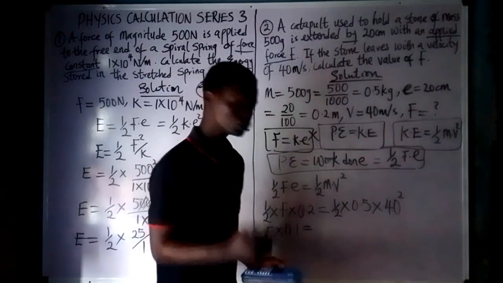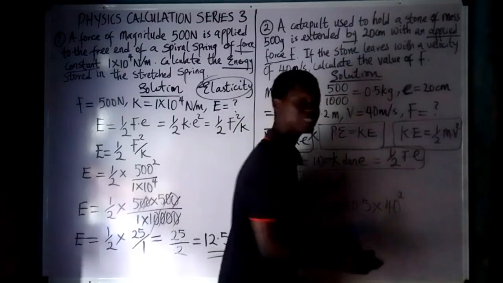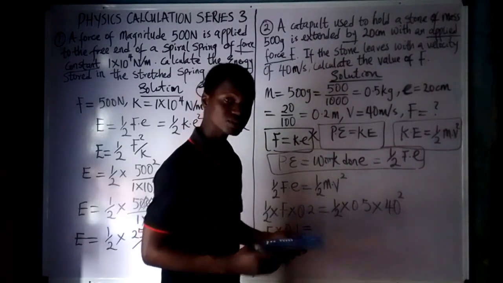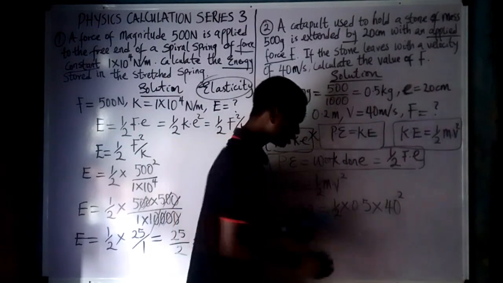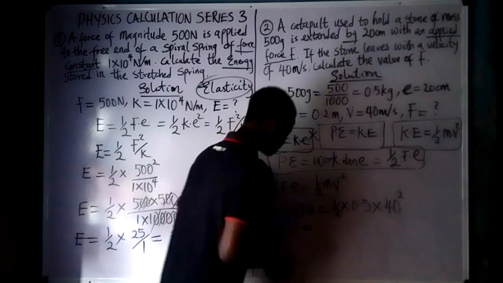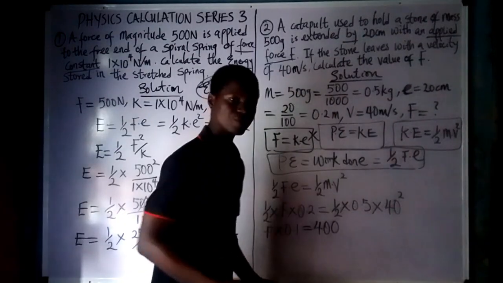Okay? Then what do we do? Times 0.5. I'm trying to simplify everything and get a single value. Times 0.5 gives us 800. Now times half or divided by 2 gives us finally 400. So this is the simplified form.